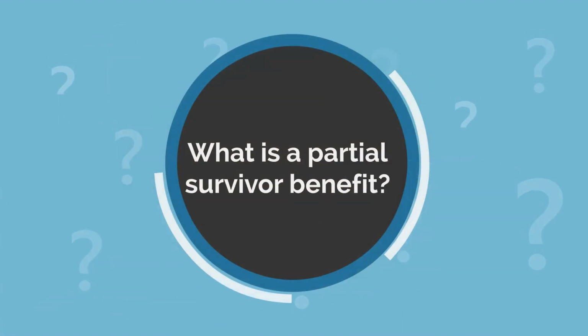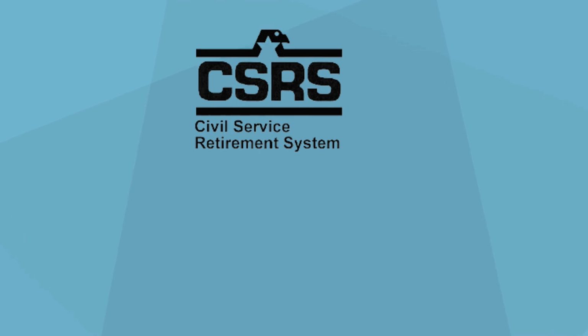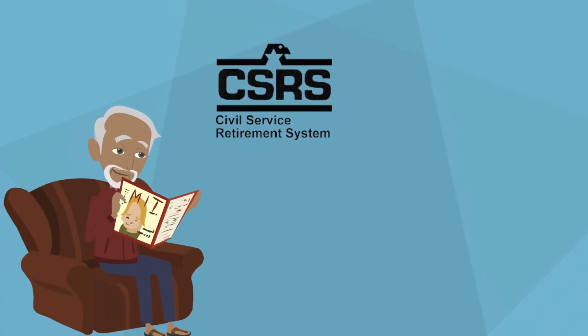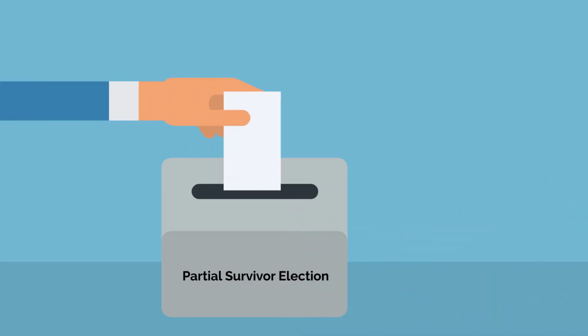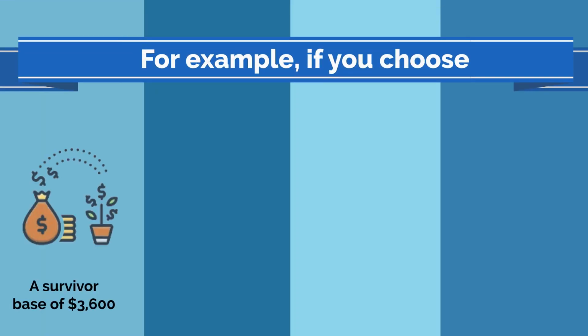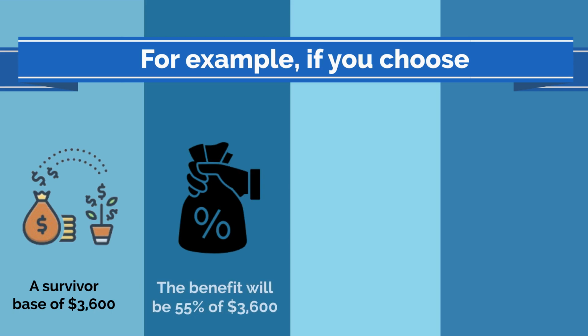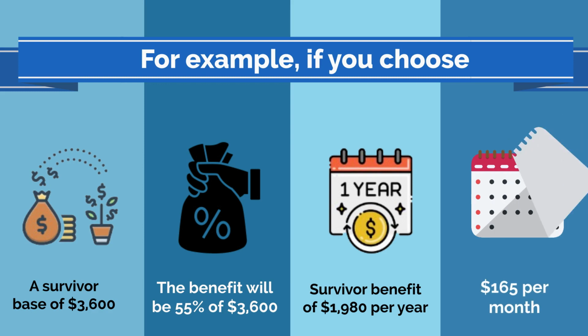What is a partial survivor benefit? Under the Civil Service Retirement System, CSRS, a retiree can elect to provide less than the maximum survivor benefit. A partial survivor election is based on 55% of the annual base amount you choose. For example, if you choose a survivor base of $3,600, then the benefit will be 55% of $3,600, which would be a survivor benefit of $1,980 per year or $165 per month.